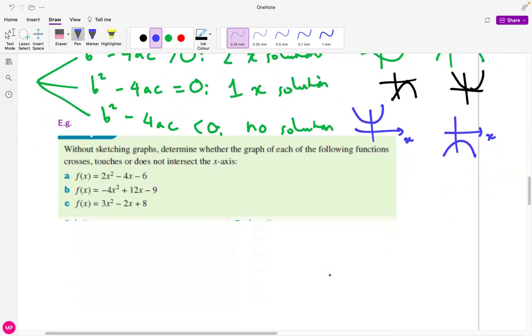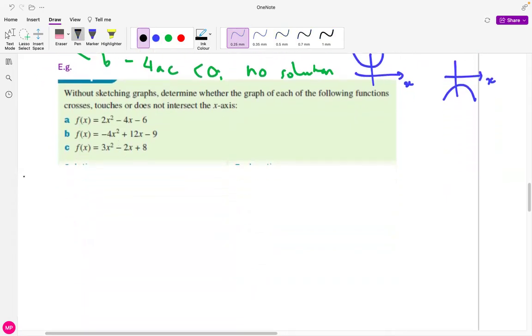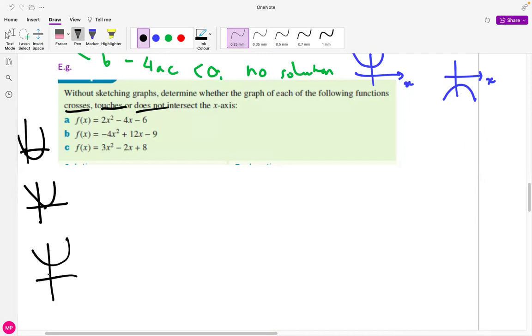All right. Now we're going to look at this example, and we're going to learn how to apply them. Without sketching, determine whether the graph crosses, touches, or does not intersect the x-axis. Cross means cuts at two x-intercepts. Touch means one x-intercept. And do not intersect means it just doesn't intersect at all. They are pretty much similar, so I'll just do one example. So let's do example 1.